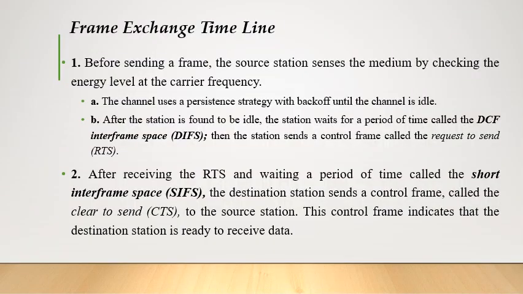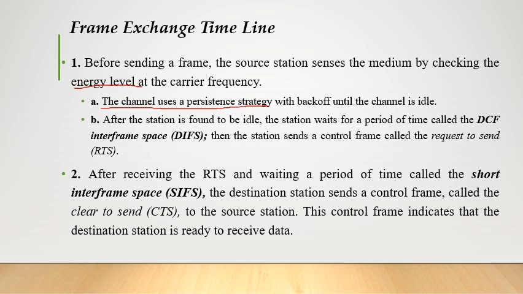So now we'll understand it a little better by seeing what this frame exchange timeline is. It is a continuation of what you have studied in that flow chart, and we'll give more clarity here. Before sending the frame, the first step is, of course, to sense the medium, that is carrier sensing. How do we do it? By checking the energy level at the carrier frequency. So basically we can use a persistence strategy. Sense the channel, you can do 1 persistence or p persistence, whatever.